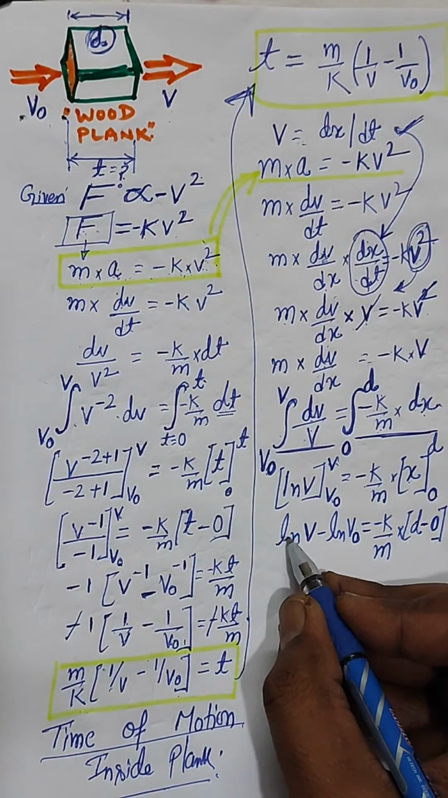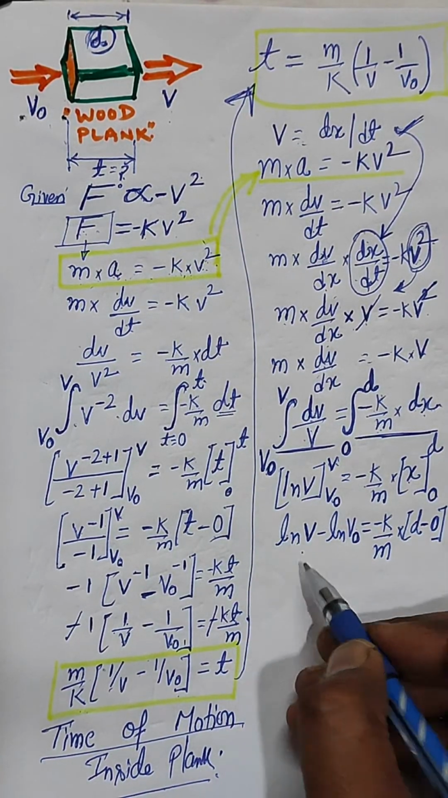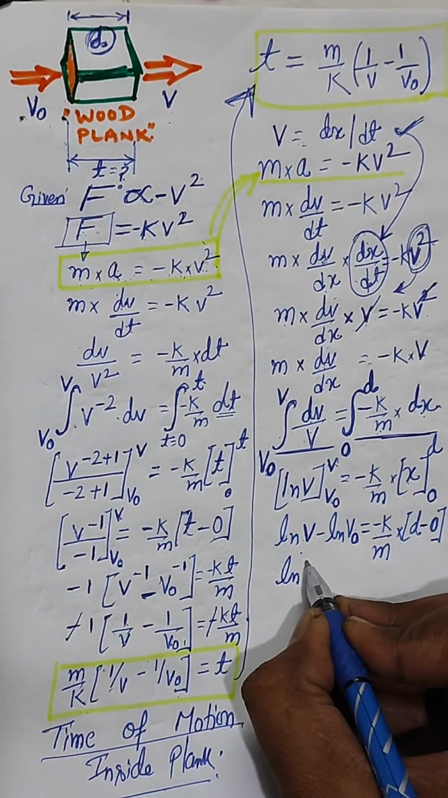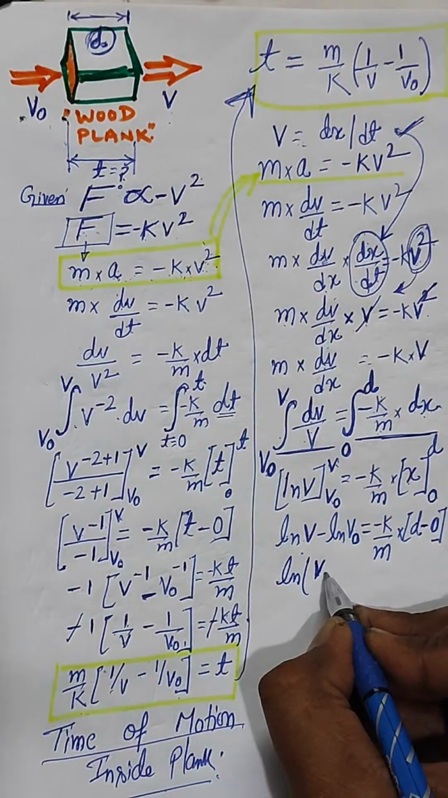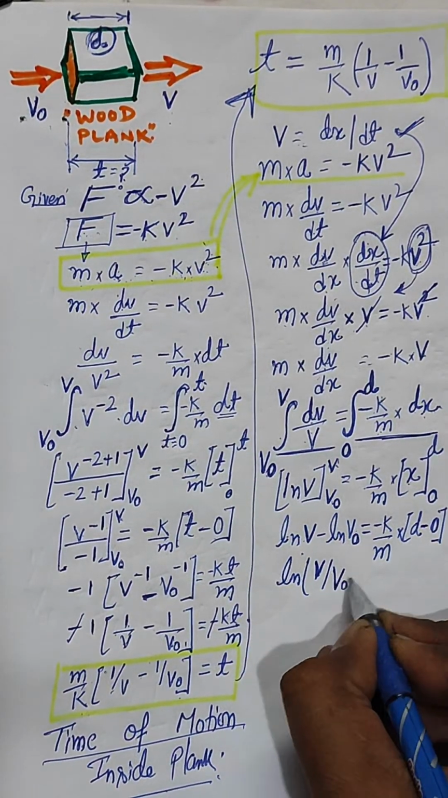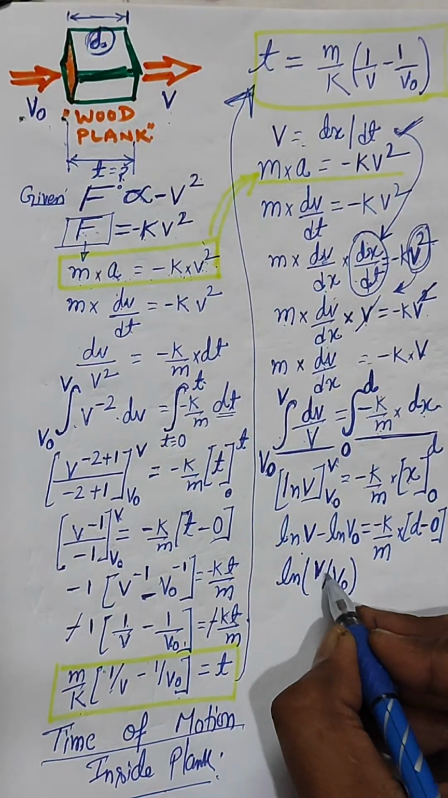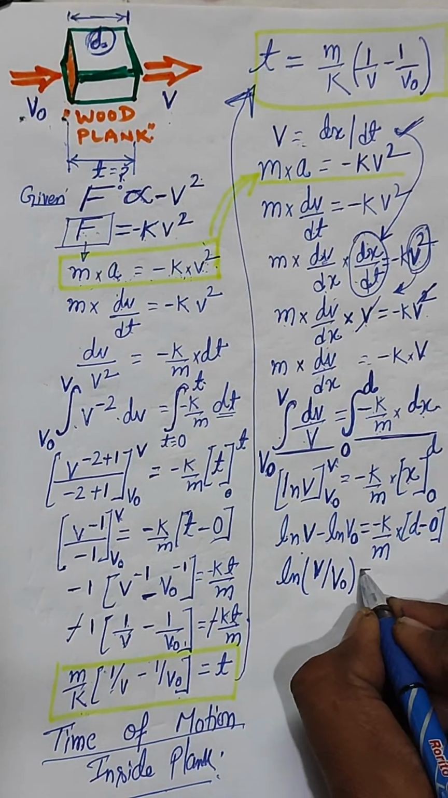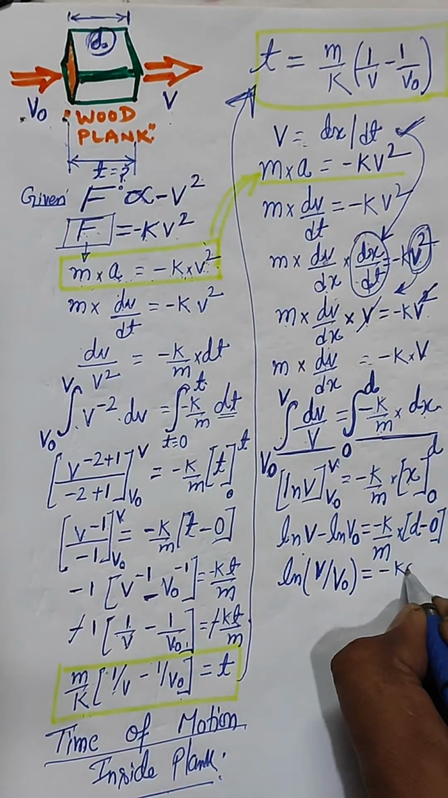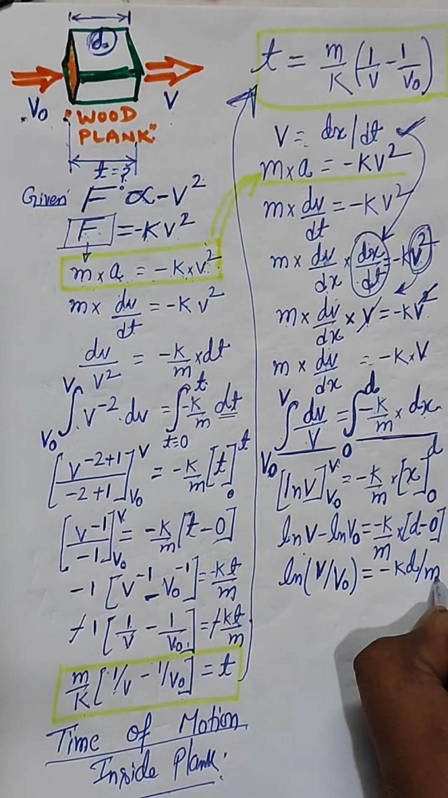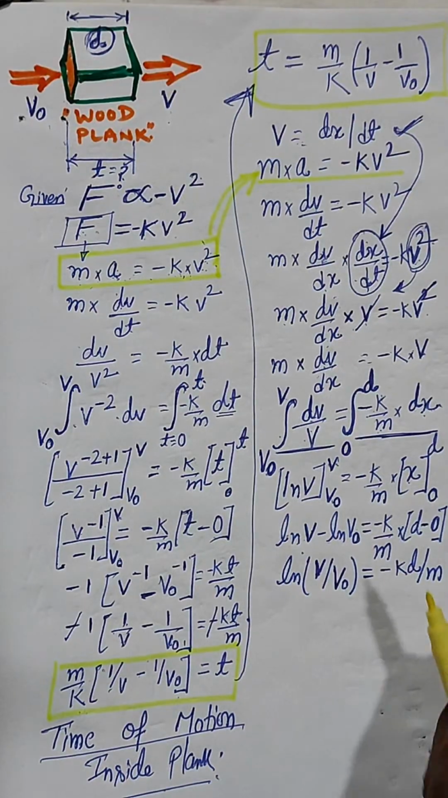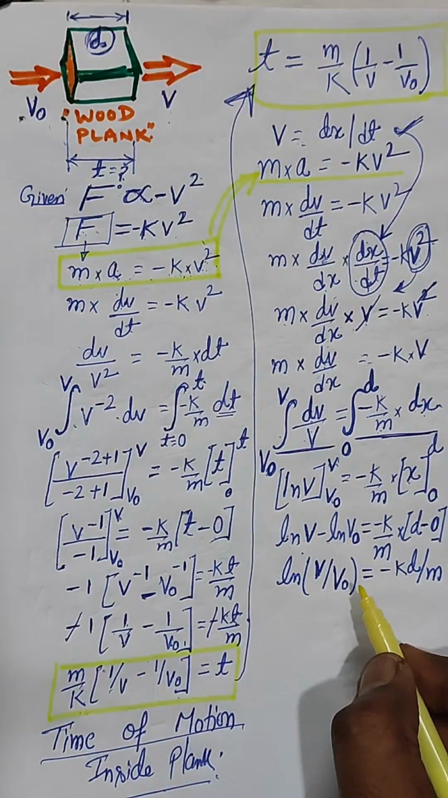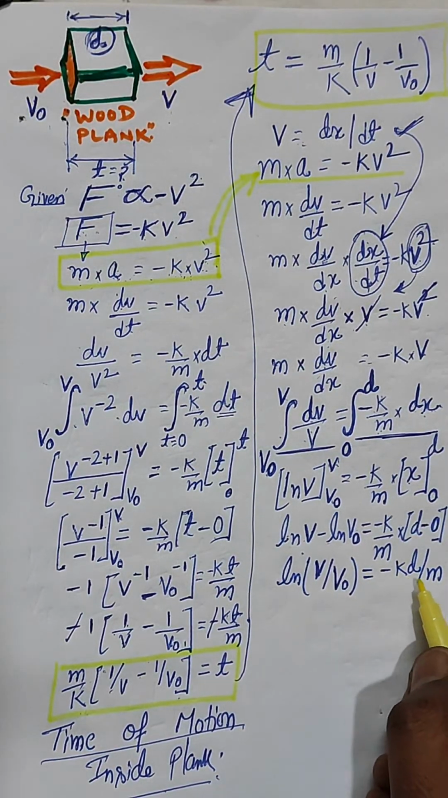This will give you ln v minus ln v0. If you remember, ln is for base e. So ln v minus ln v0, that means ln of v by v0. It can be written as ln of a by b equal to ln a minus ln b, right? We use this, and it is equal to minus kd by m, right? So here you can see a relation is derived. So minus kd by m is the value.